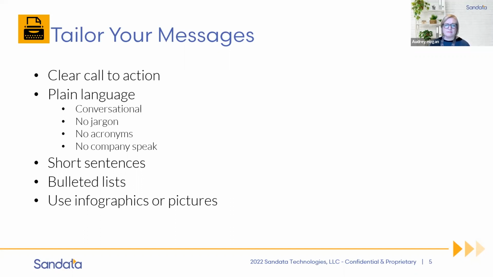Use short sentences. Use bulleted lists instead of paragraphs of information. You can always use infographics and pictures to convey the message and have them understand what you want them to do. You can always put deeper dive information behind the clear call to action communication that gives them more of the policy information or how-to information behind it. But that clear engagement hook needs to be very clear and very specific to what you're trying to achieve.